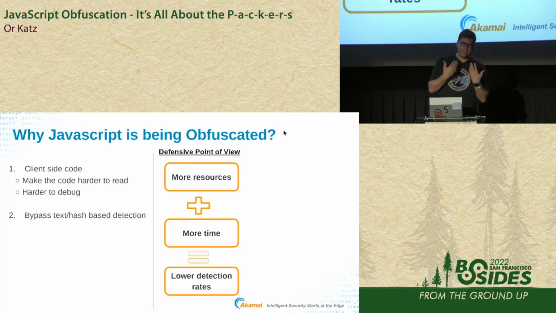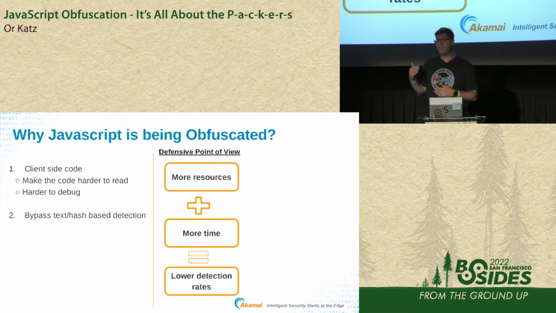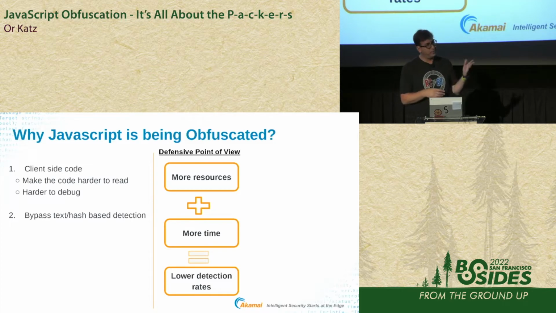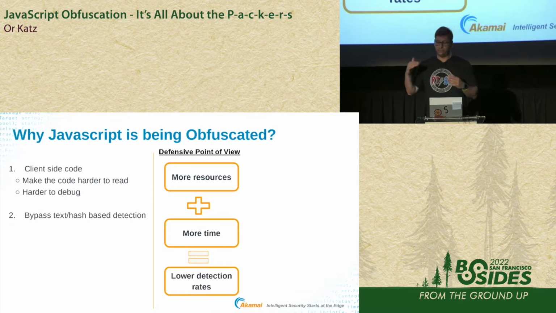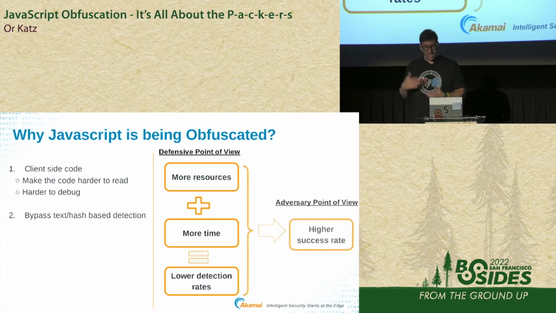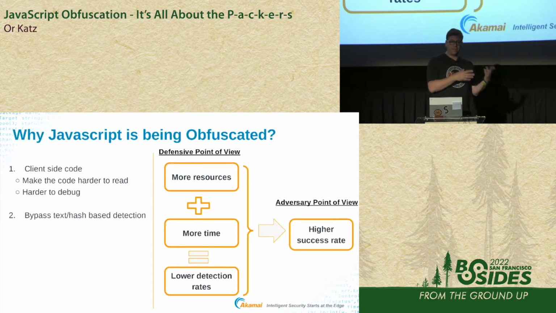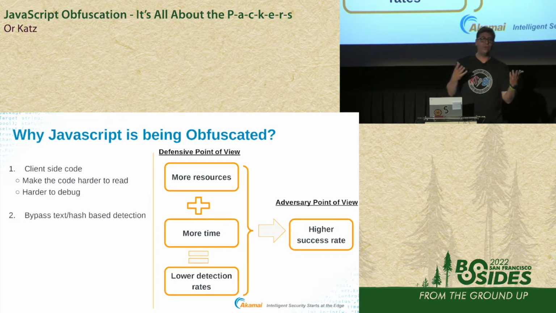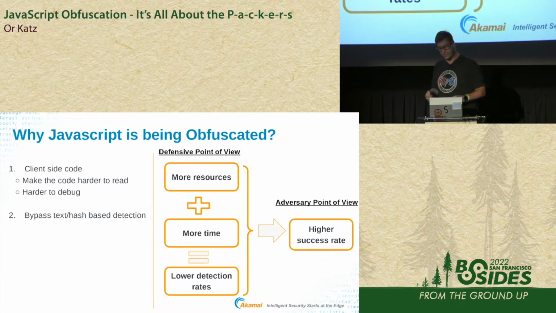I'm being attacked by someone who creates an overwhelming amount of work for me, and that work creates the need for more resources, whether human resources or computational resources, it will take more time, and as a result, the detection rate will be lower. It will not evade detection, but it will be lower. And in that sense, from an adversary point of view, they will have a higher success rate. And that equation is what drives the usage of JavaScript and obfuscation of JavaScript in the wild.